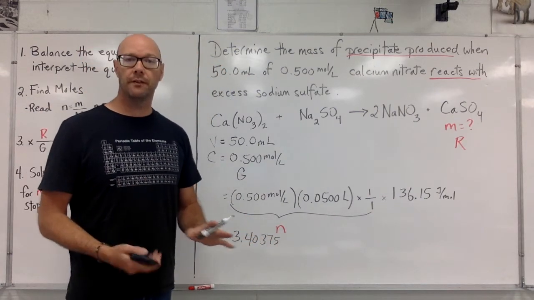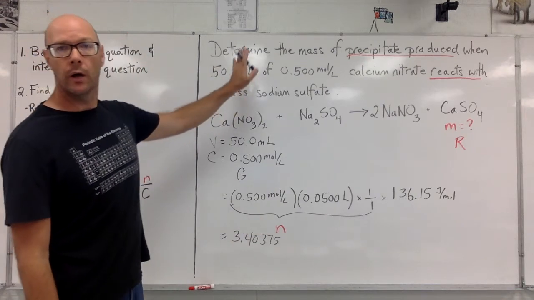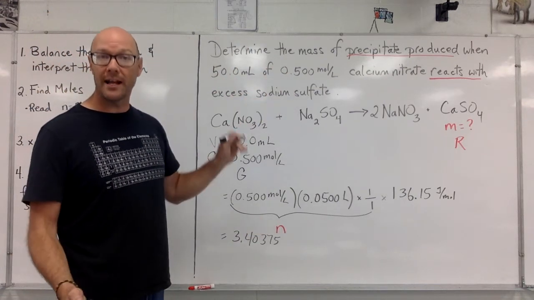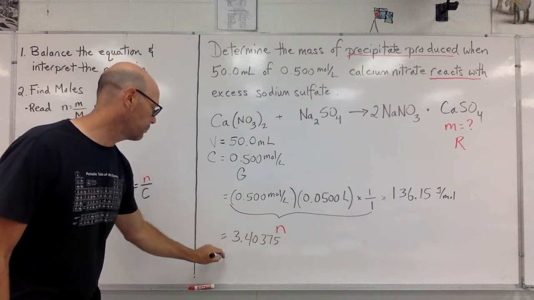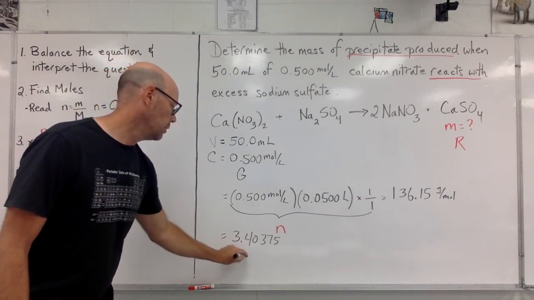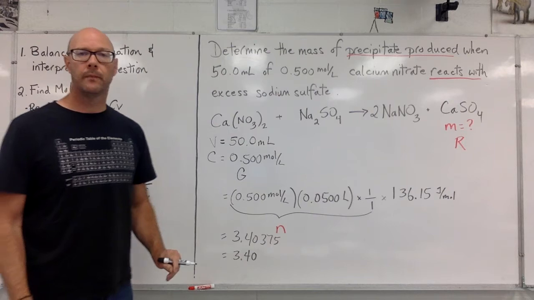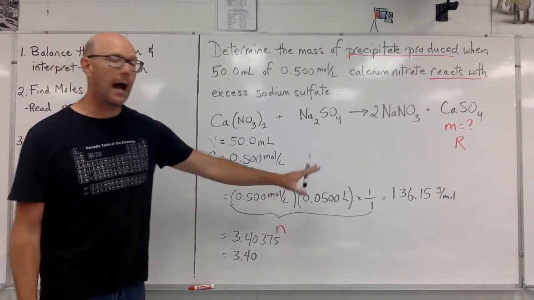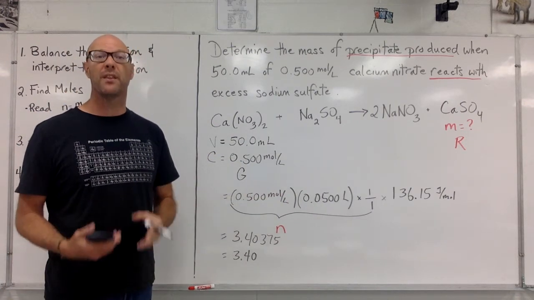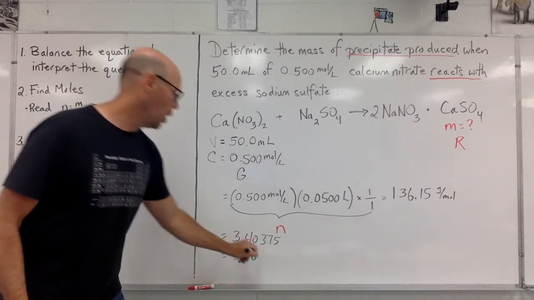When we check our significant digits, 50.0, 0.500, that's 3 sig digs. We round this off appropriately. 3.40. We need some units here. We could follow the algebra of the units, or we could just remember that the mass is going to work out as grams.